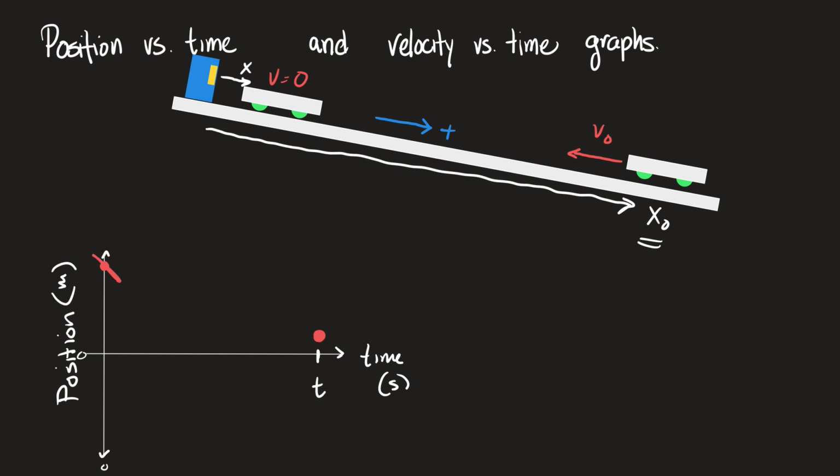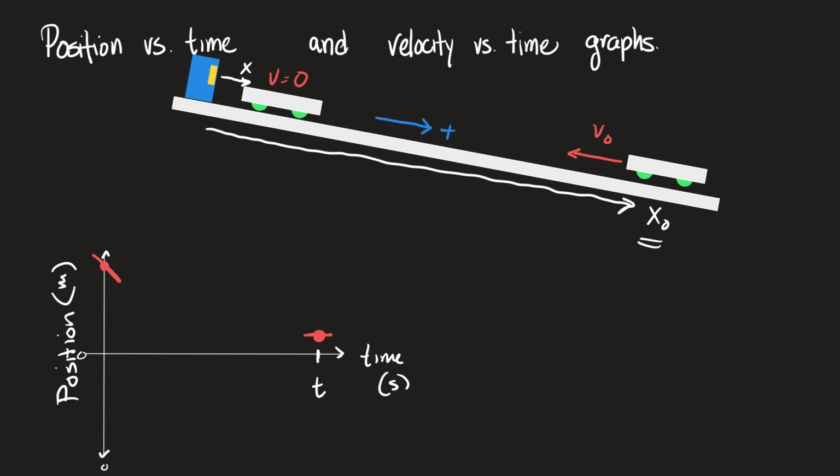Now, we advance to here. Well, here the velocity is 0. Since the slope of the position graph is velocity, at this point here, since it has to match a velocity of 0, the slope at this point has to be 0, because the slope of the position graph is velocity.